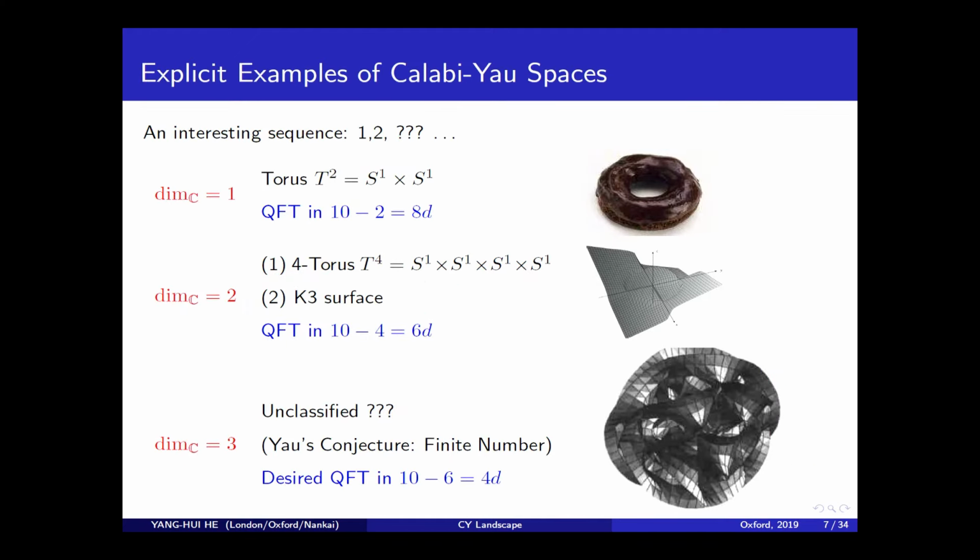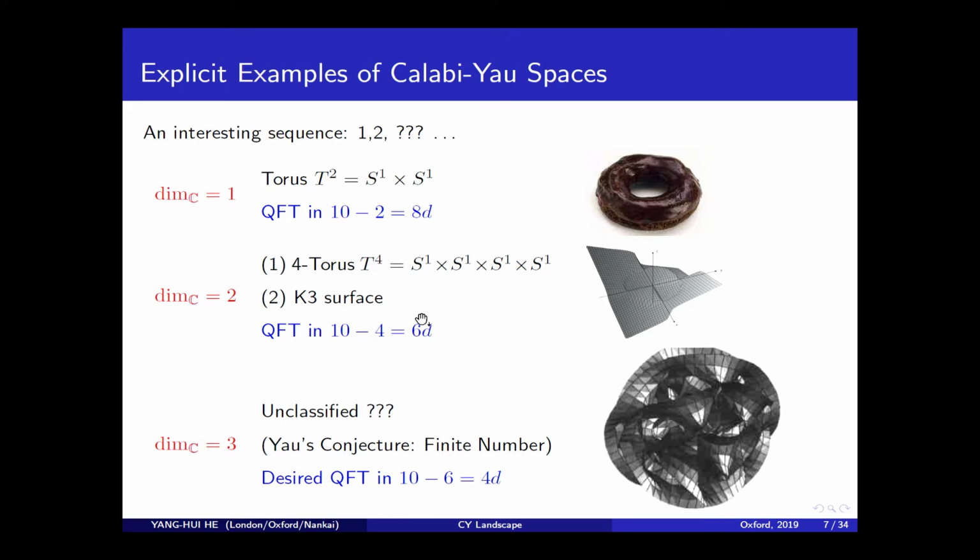So just to make it very, very explicit, what are these things? As I said, in complex dimension 1, it's just the surface of a donut. That's it. However, what would the story be here? If you compactify string theory on the surface of a donut, this will give you a 10 minus 2, 8-dimensional quantum field theory, and we certainly don't live in 8 large dimensions as far as we know.